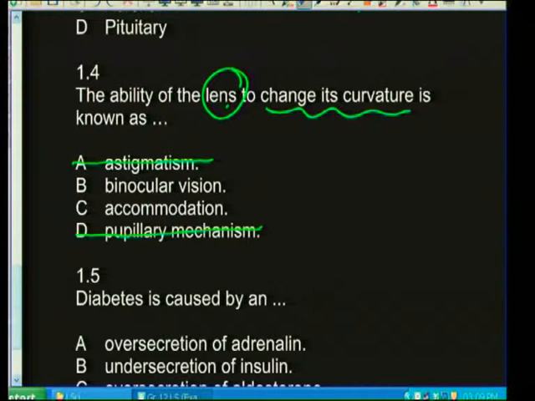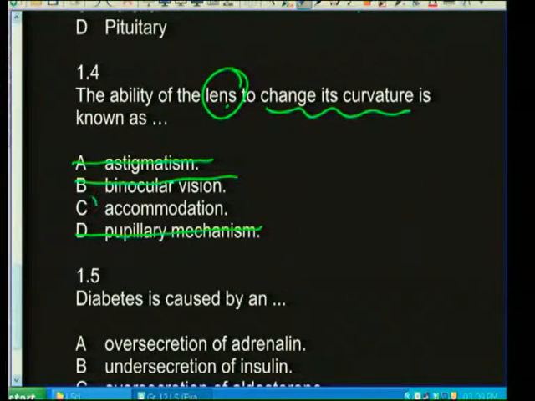So now you're left with two. One is binocular vision and the other one is accommodation. Binocular vision, meaning we are looking with two eyes. So that one is wrong. So your correct answer here again is C, accommodation. But obviously, guys, if you knew your work, then you didn't even need to do this, because the minute they spoke about the lens and changing its shape, the word accommodation should come to your mind immediately so that you can get that answer as well.